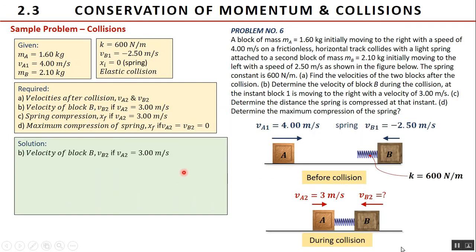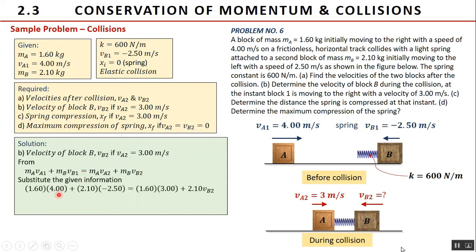Now, for letter B. We will solve for the velocity of block B when block A is still moving to the right at 3 meters per second. Take note that this scenario happens during collision, since block A is still in contact with the spring. Again we use the conservation of momentum equation. We substitute given information. This is much easier since we already have the value of VA2, so only one unknown quantity is left, and that is VB2.